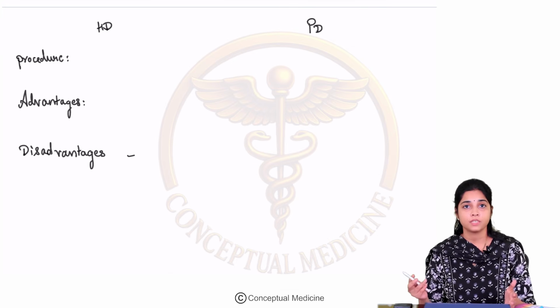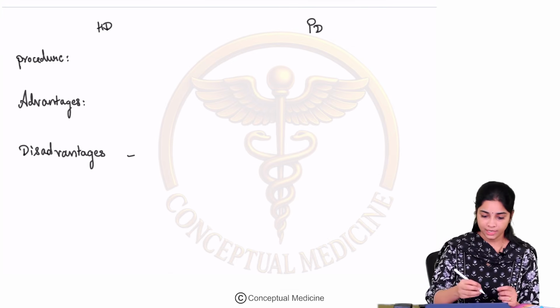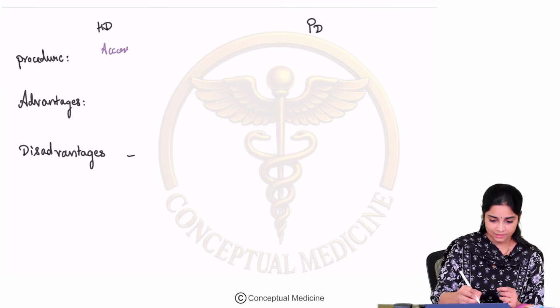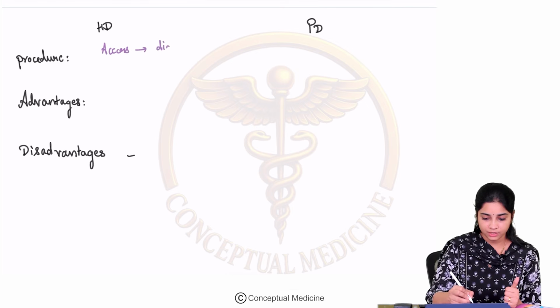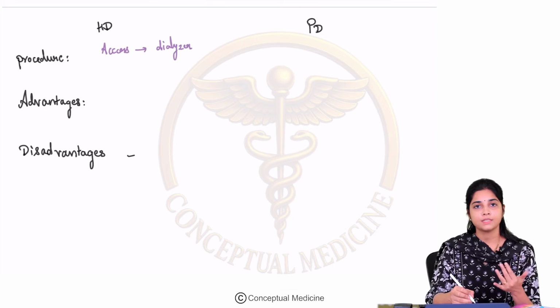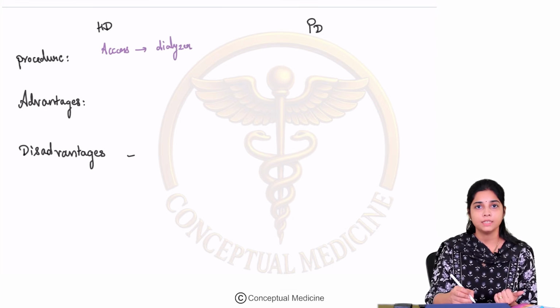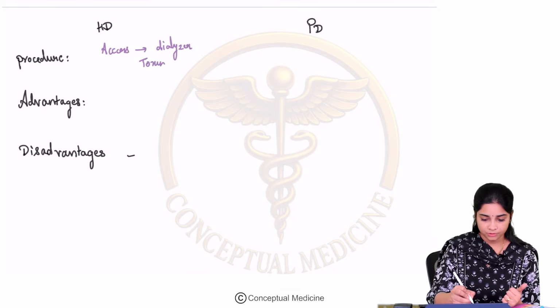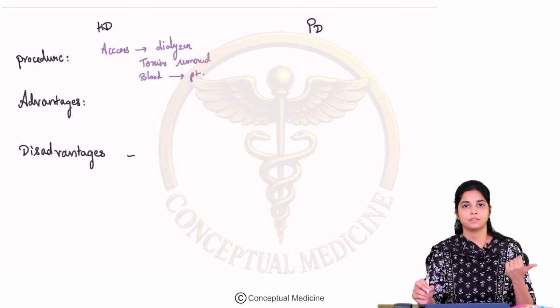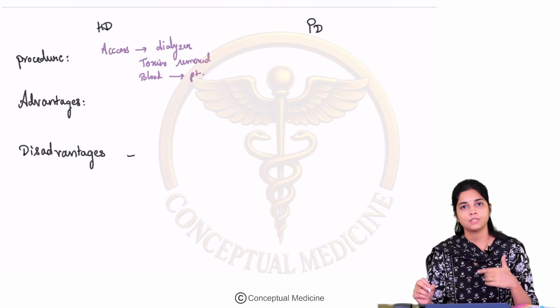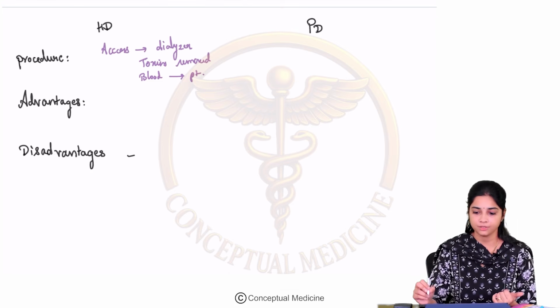The basic procedure in hemodialysis is that you have an access through which the blood is removed and the blood moves through a dialyzer. The dialyzer is a machine through which there is exchange of material and the toxins are removed, and the blood is pumped back to the patient, right? So it becomes a circuit. The blood goes to the dialysis machine, the toxins are removed and it's pumped back to the patient.